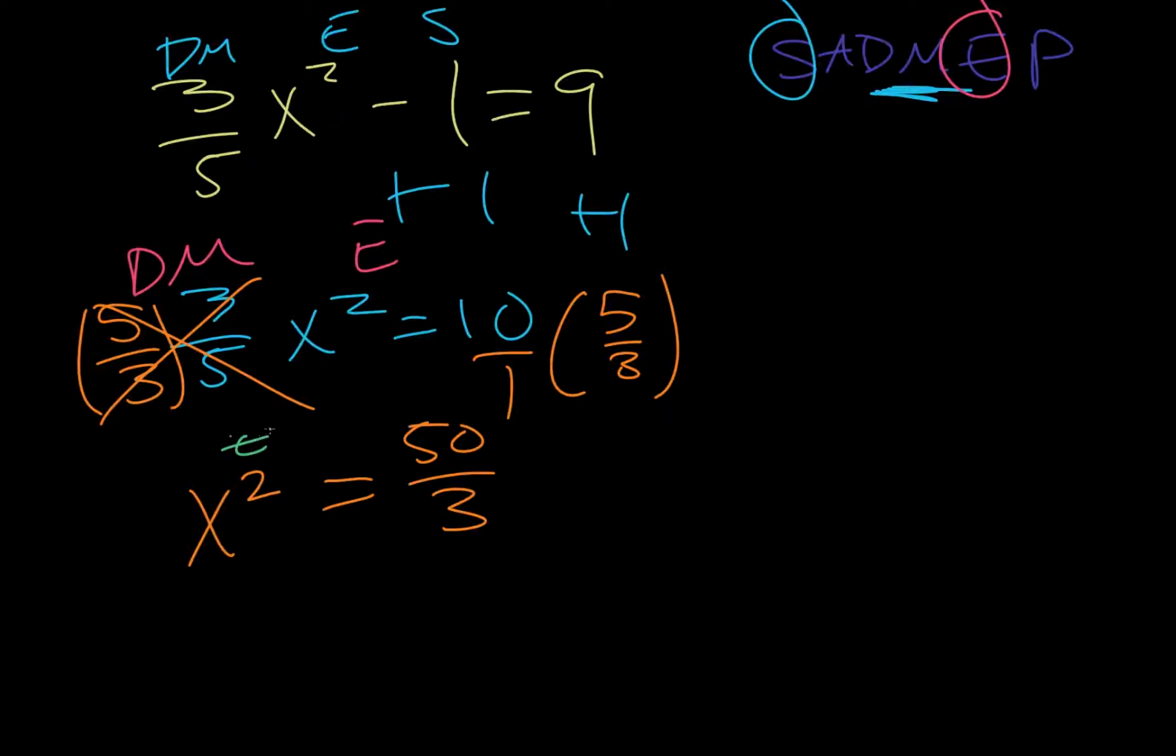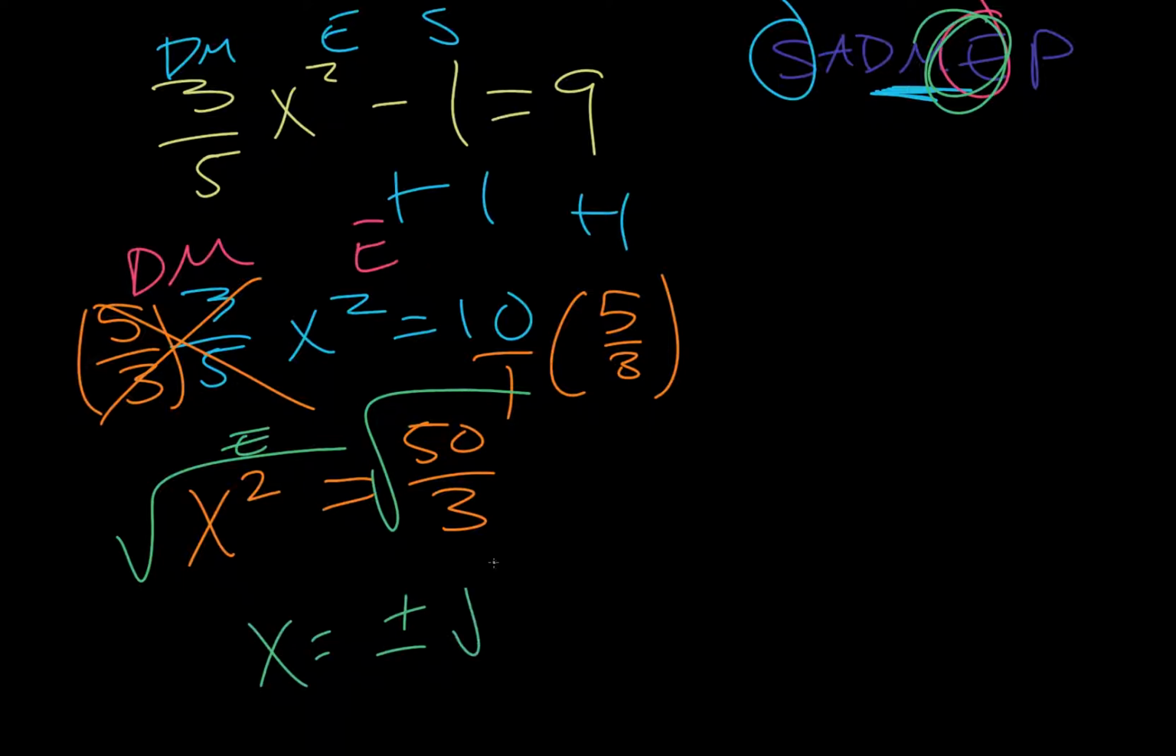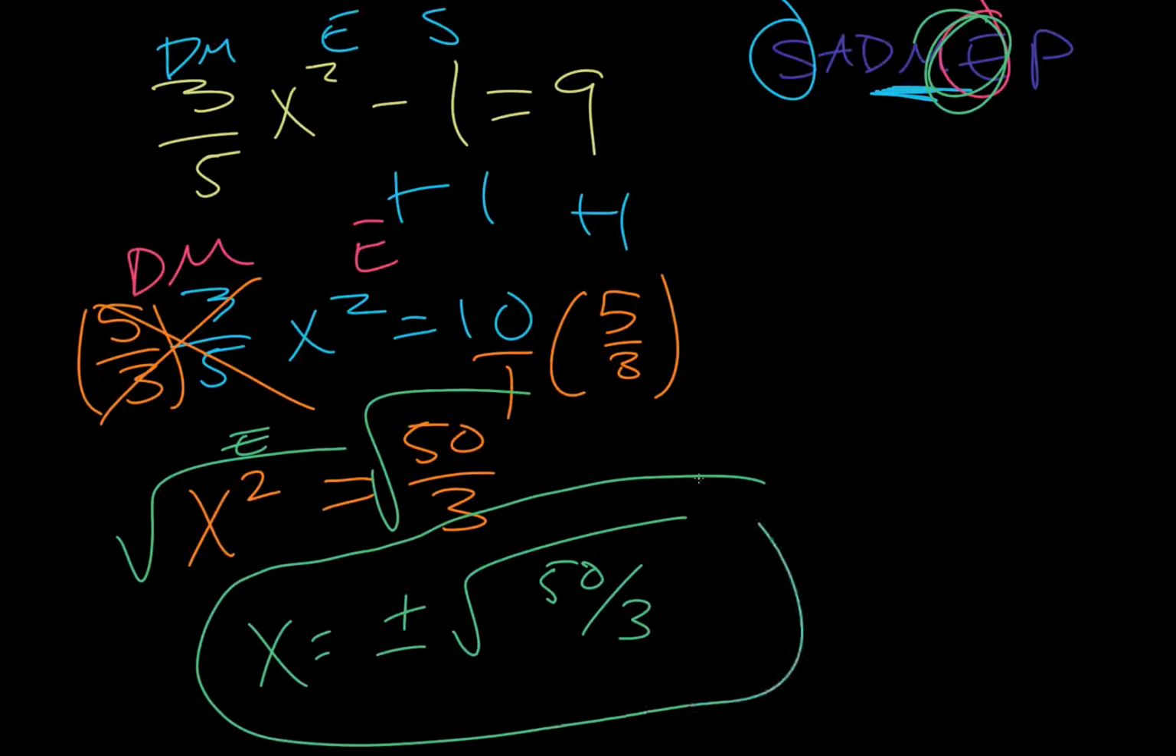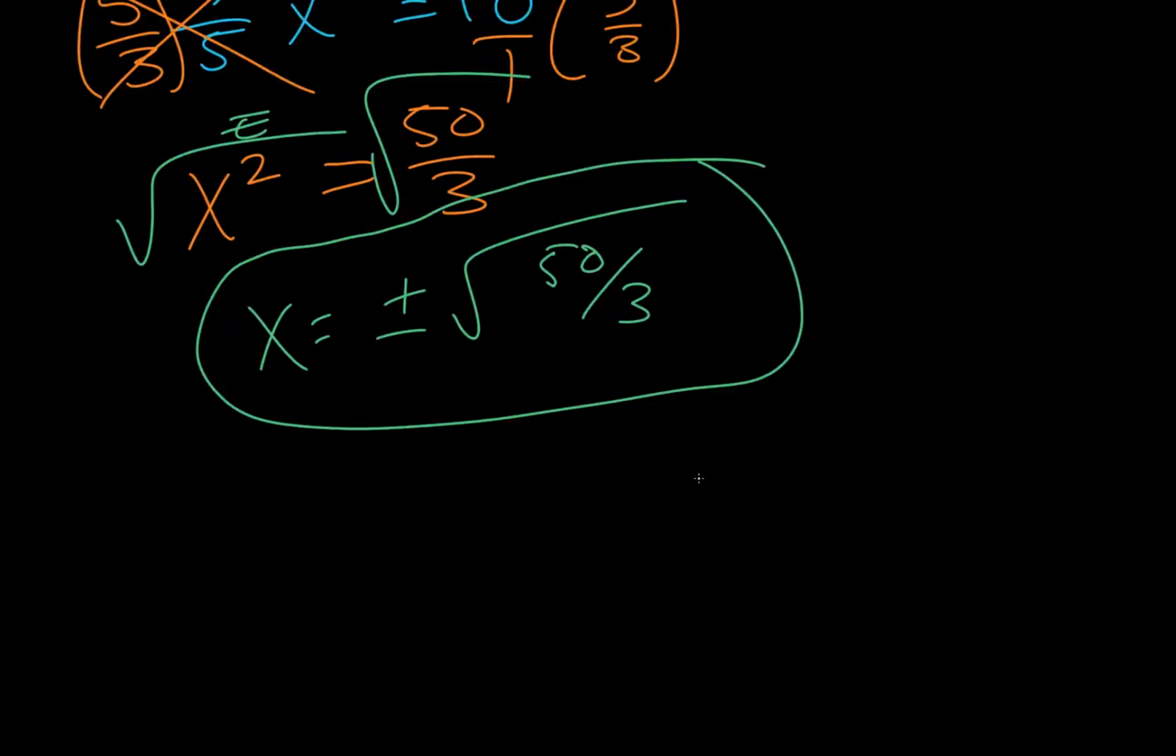All right, now all we have is the exponent. So to undo that, we square root both sides. x equals plus or minus the square root of 50 thirds. So once again, we get two answers. Because we introduced the square root, we need a plus or minus. Okay, we have one more that's going to involve numbers. And then we'll move on to letters.